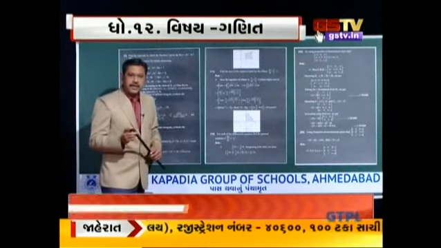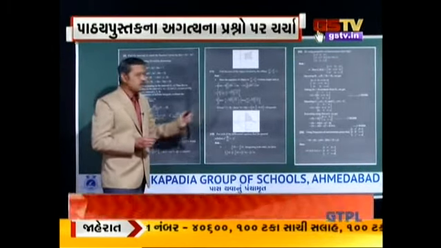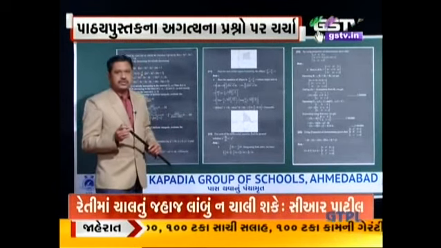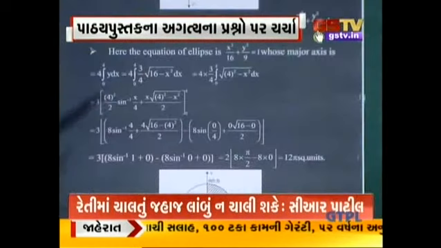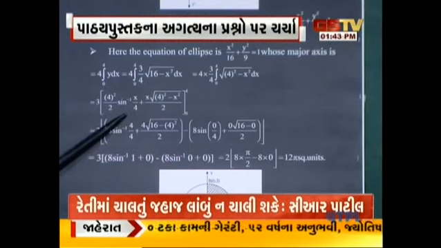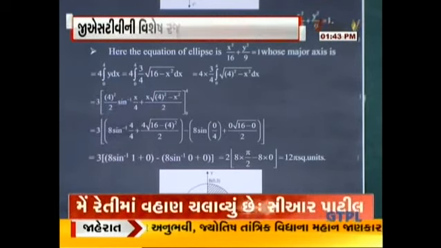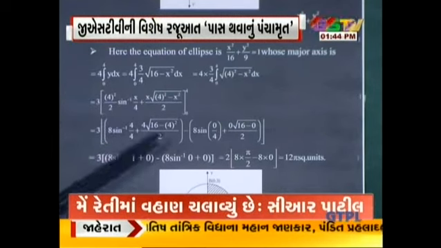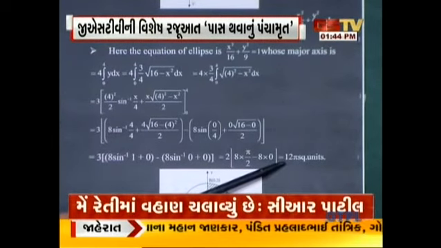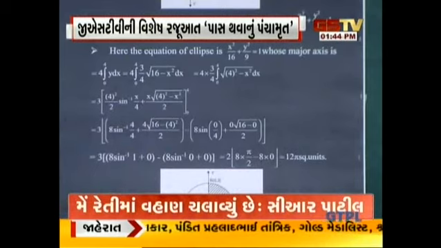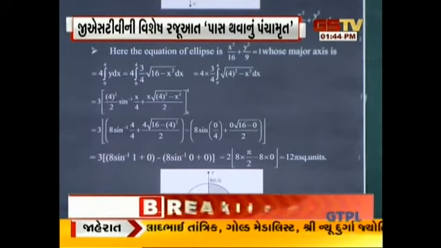What is the value of a here? 4, because a square is given as 16, so the square root of 16 is 4. So sine inverse x by 4. And after this, if we put upper limit 4 and lower limit 0, by integrating the result, we get the answer of 12 pi square units.